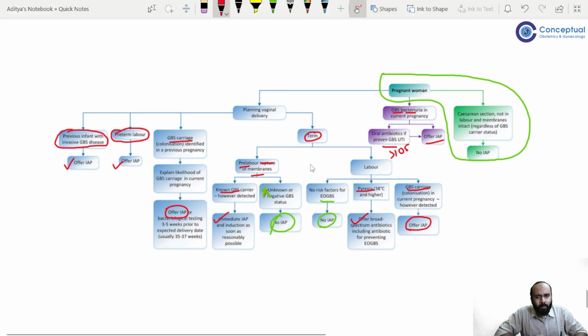So that is it about our lecture today on Group B Streptococcus. It is a little tricky, a little complex, but I believe that if you know this, you would be able to treat your mothers a lot better if they come to you in preterm labor. So that's it from my end today on this topic on Group B Streptococcus in pregnancy.